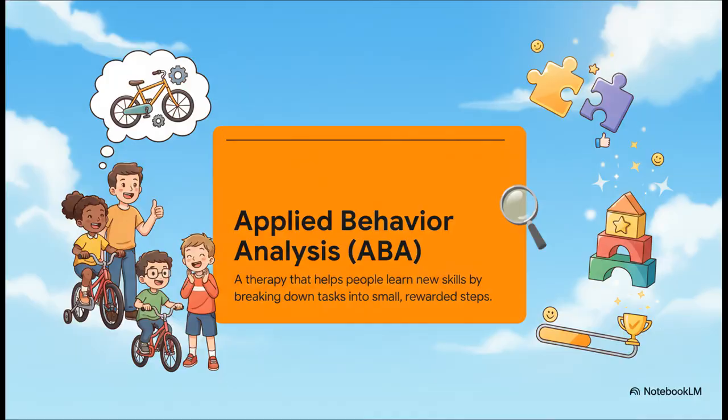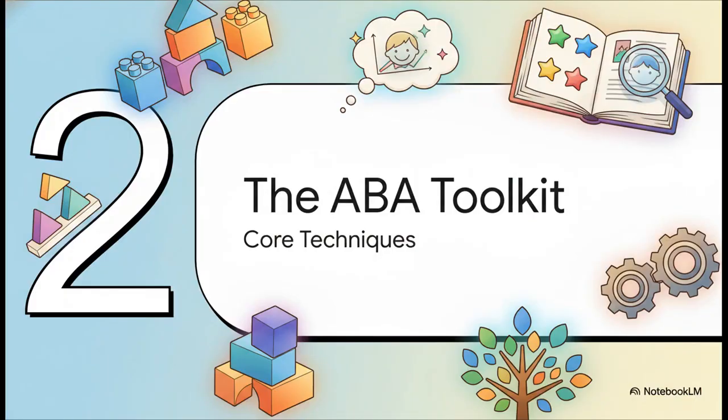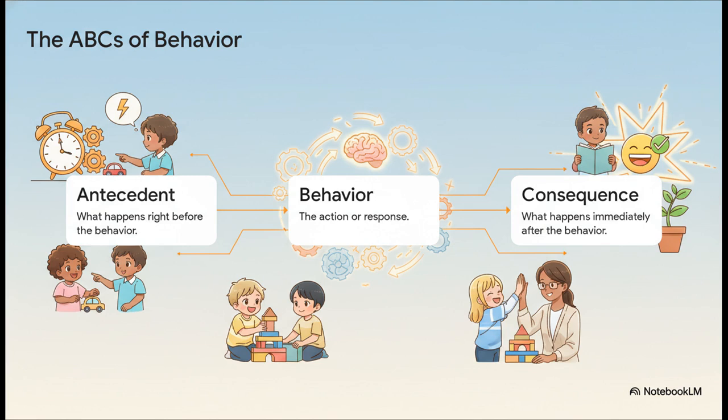So what's actually in the ABA toolkit? Let's take a look under the hood at the main techniques therapists use to understand behavior and teach new skills. It often comes down to this simple but powerful little model, the ABCs. By looking at the antecedent, what happens right before, and the consequence, what happens right after, therapists can get a really clear picture of the behavior itself. It helps them figure out why a behavior is happening and how to encourage a more positive one.